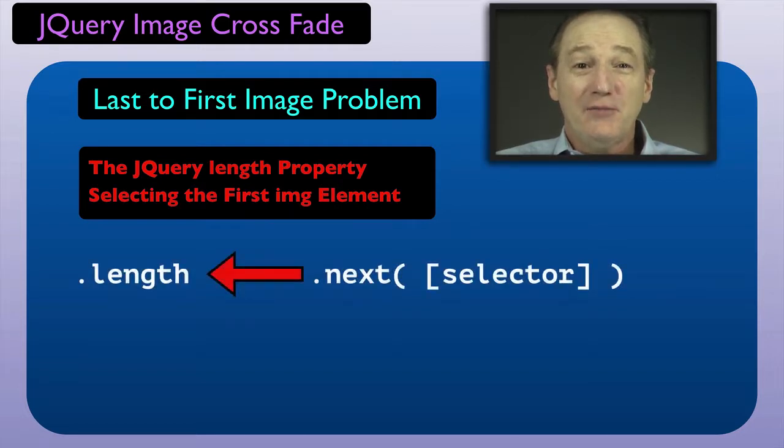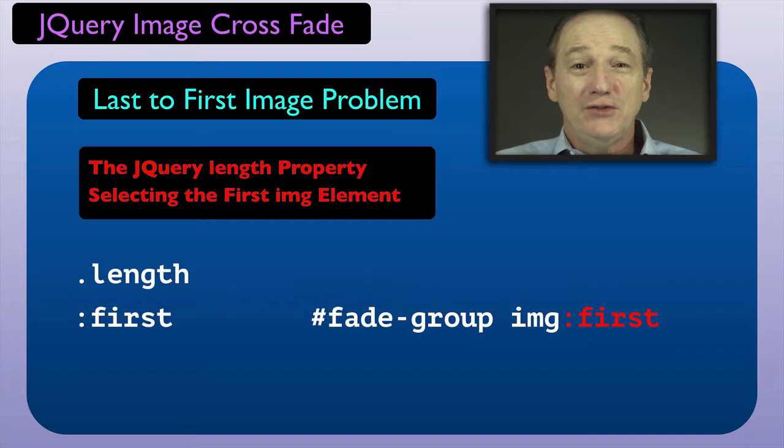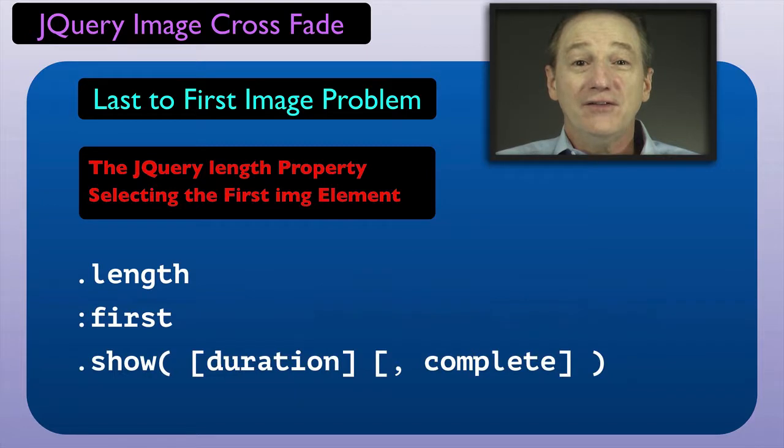We check the length property of the jQuery object created from the next method. When it is 0, we know it is time to start with the first IMG element. To select the first IMG element, we use the jQuery first selection filter. Finally, we needed to use the jQuery show method after the IMG element was faded out.